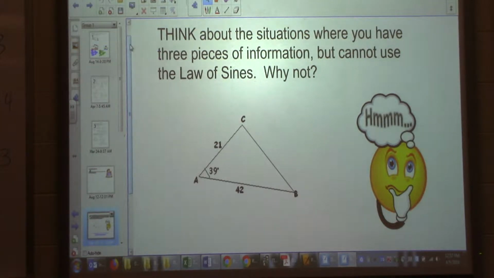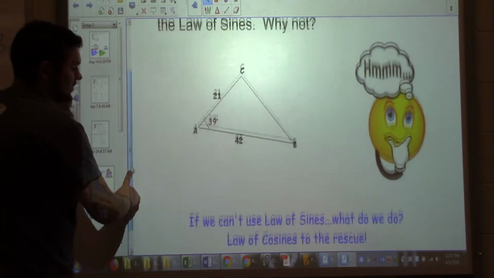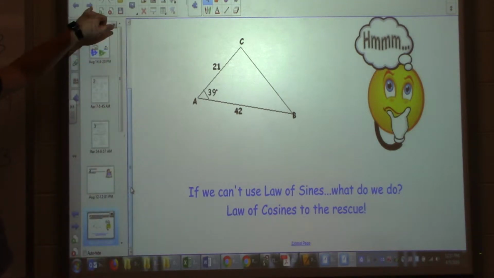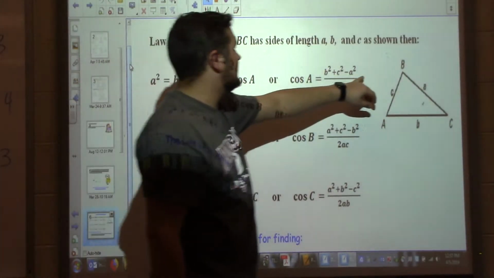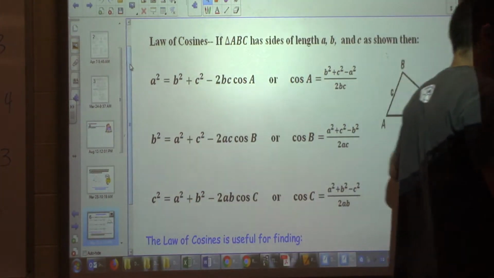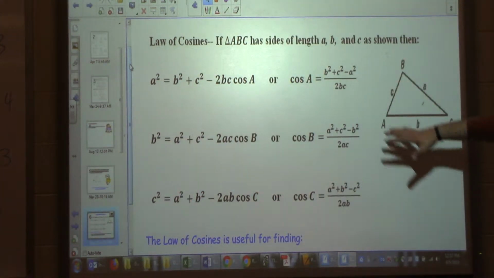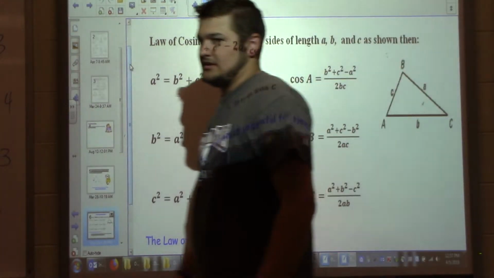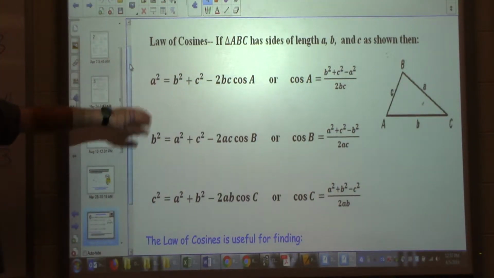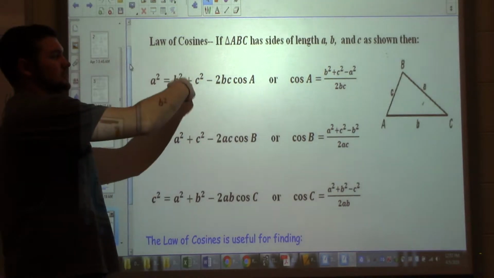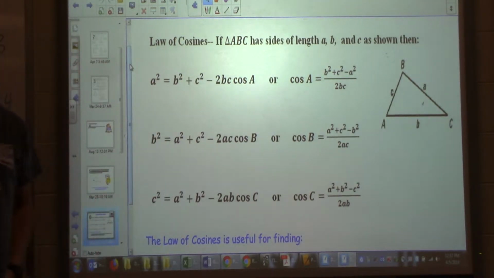However, we can use what we call the law of cosines. The law of cosines. If it's the same triangle, right? Side lengths A, B, and C, angles A, B, and C. This is our law of cosines. So if I'm looking for side A, I'm going to do A squared equals B squared plus C squared minus 2BC times cosine of angle A.